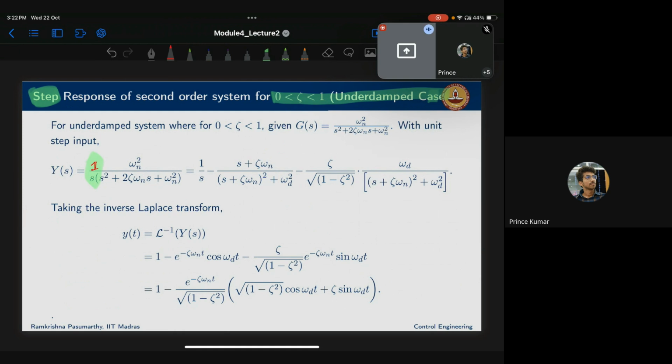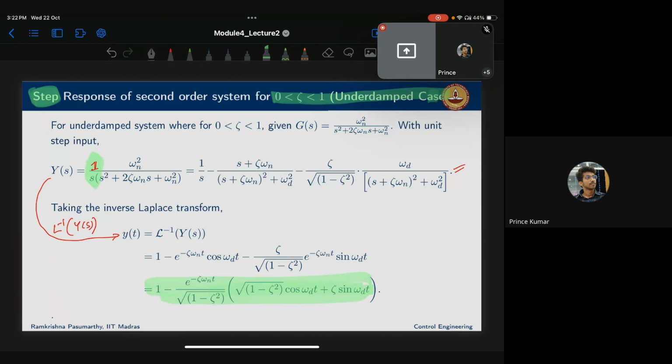You are multiplying with 1 by s. So divide this into partial fractions and apply the inverse Laplace. L inverse of Y of s. Apply the inverse Laplace. So you have this expression, the final expression.